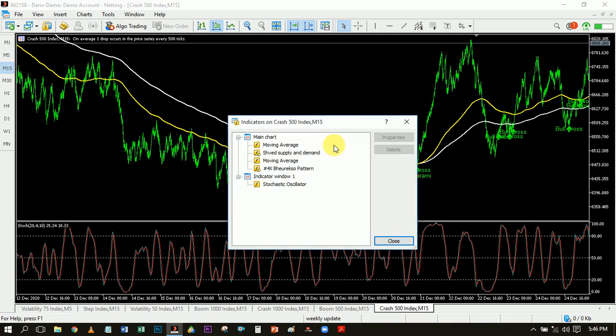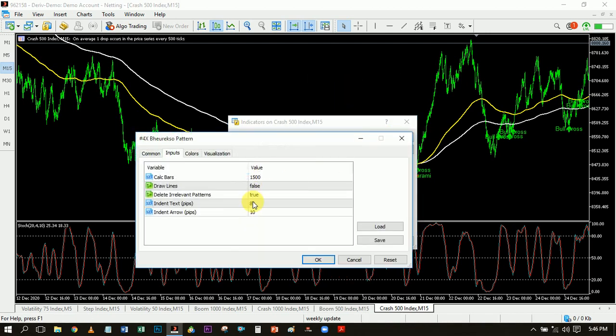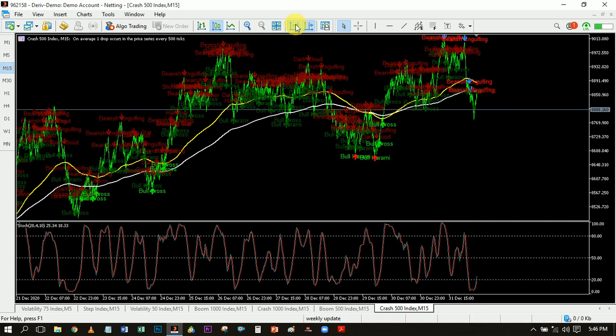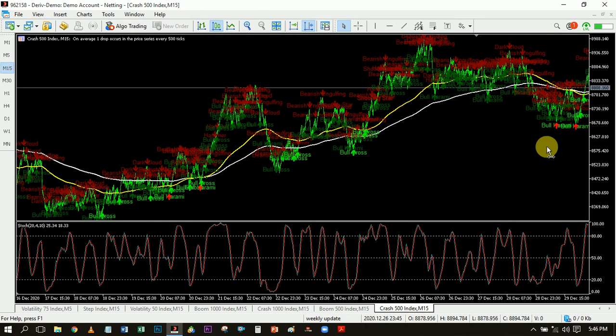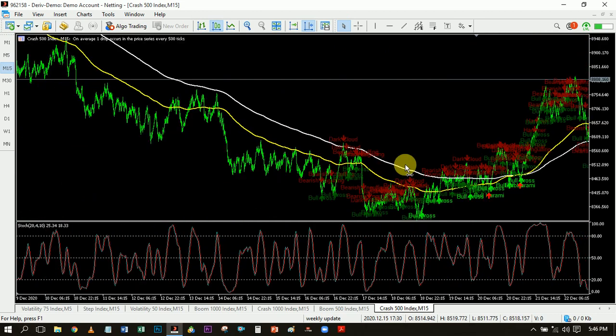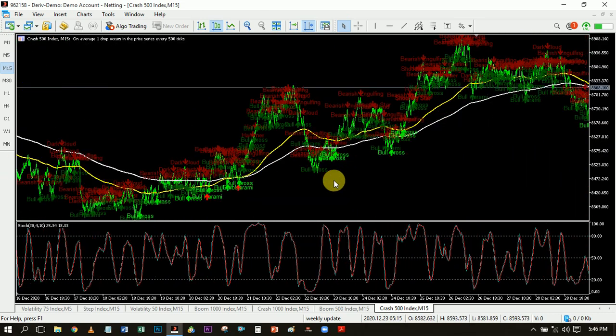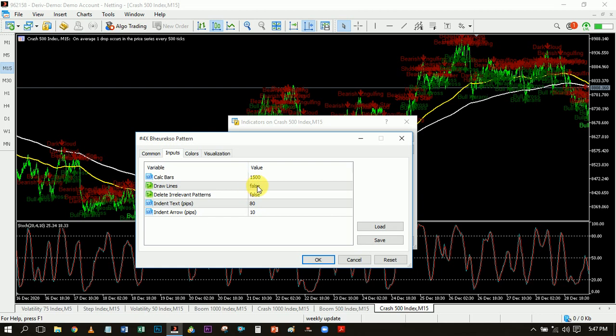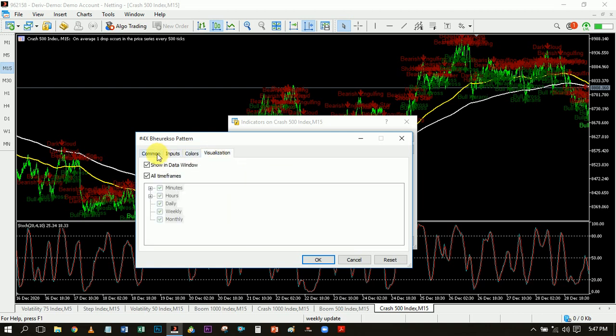Indicator list, I think I should be able to get them out. Draw lines, delete relevant patterns. Okay, let's make this false. All right, awesome. But you see, it's very cumbersome. So we actually don't need that. So okay, make this true. Okay, I think that's what we can make do of this for now.